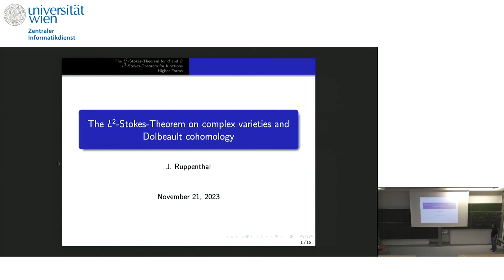So Stokes theorem tells us that we have partial integration in the L2 sense if all the forms under consideration are L2 and one side has compact support. Okay, this is something very classical.